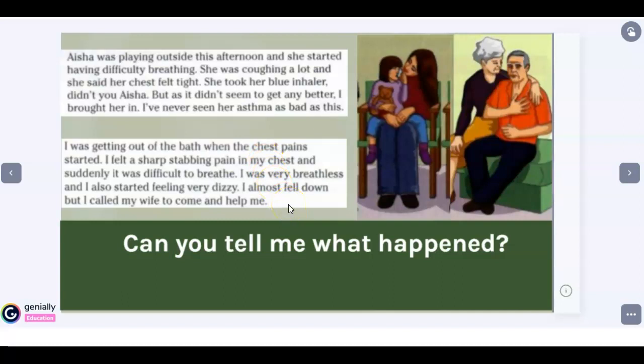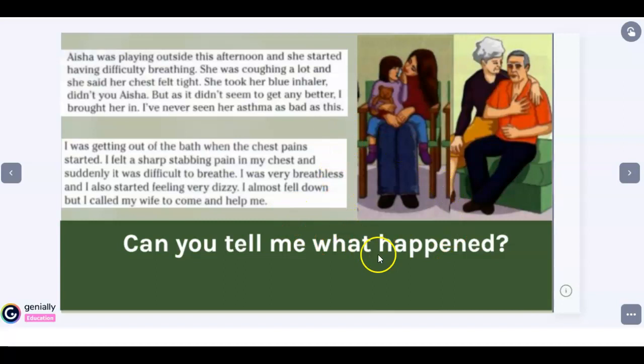I was getting out of the bath when the chest pain started. I felt a sharp stabbing pain in my chest, and suddenly it was difficult to breathe. I was very breathless, and I also started feeling very dizzy. I almost fell down, but I called my wife to come to help me.